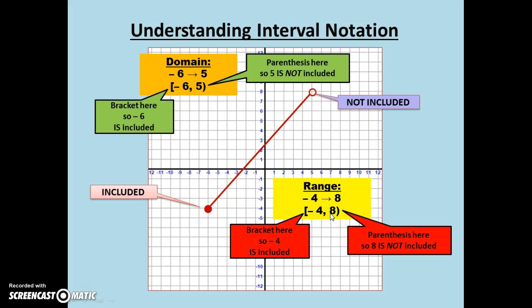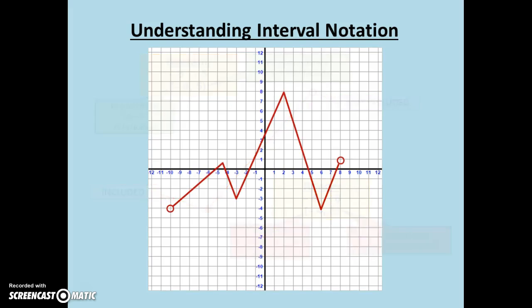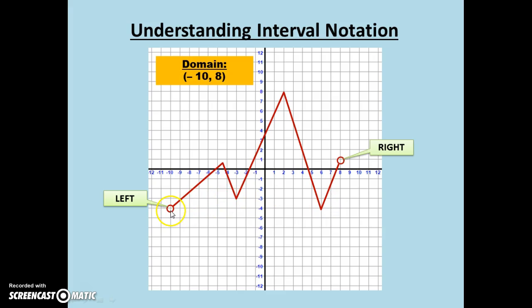Okay, last example. This is something a little bit more interesting, a little bit different. If you notice this graph, we have endpoints, and our left value and our right value are on those endpoints, right? Because this is as far left as we can go, and this is as far right as we can go. So our domain is from negative 10 to positive 8. And notice the endpoints are not included, so we have parentheses. Negative 10 to positive 8, negative 10, positive 8 are not included.